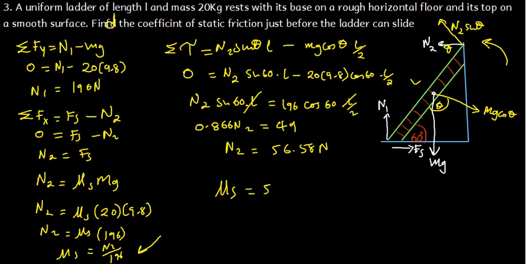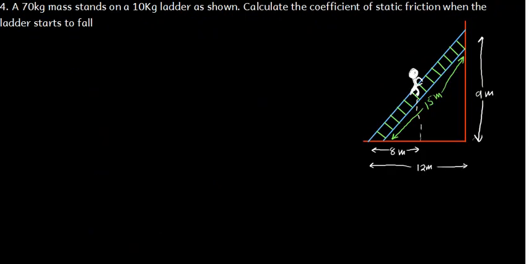So to remain with mu s, we come to this equation, and where there is N2, we are going to put 56.58, divided by 196. So the value for mu s, which is the coefficient of static friction, is going to be 0.2887.